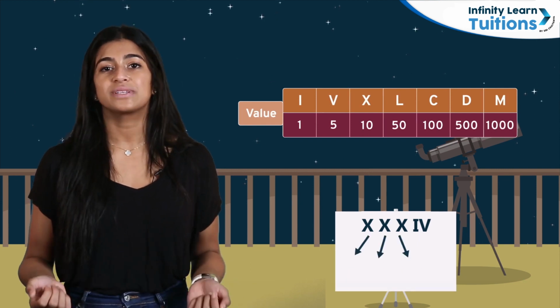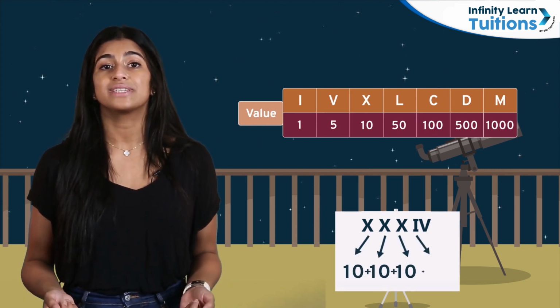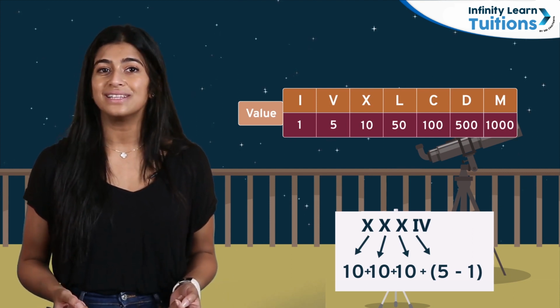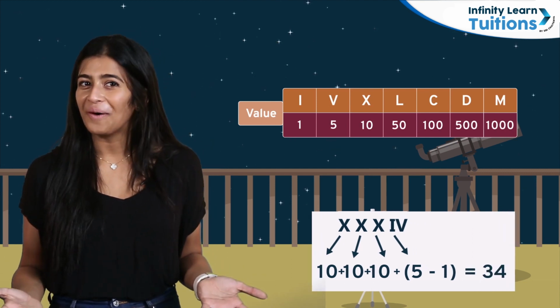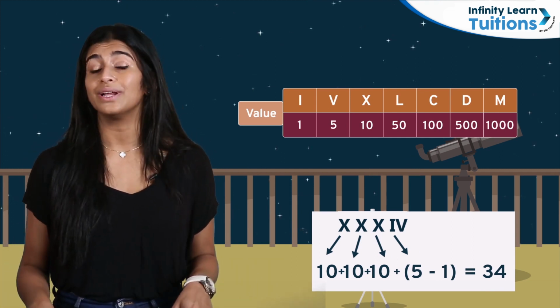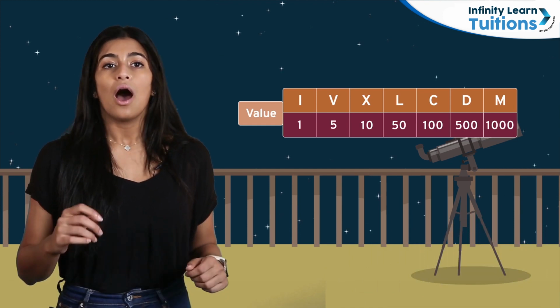Here, X represents 10 and IV represents subtraction of 1 from 5. Adding the values of the symbols, we get 34. So now, let's try writing a Hindu Arabic numeral in Roman form.